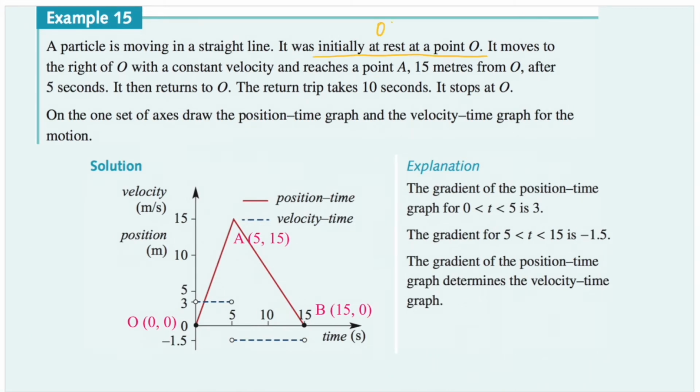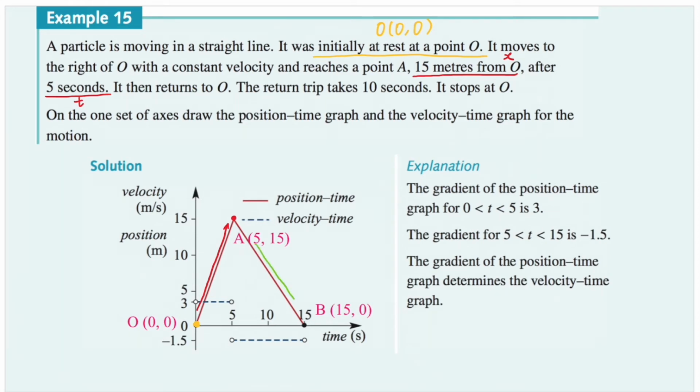So it's initially at rest at point O. This implies our starting point is O, (0, 0). So as labeled here, this is our starting point. It moves to the right of O with a constant velocity and reaches point A. Let me use red. Okay, so it's moving to the right until it reaches point A, 15 meters from O. This implies the vertical value is 15, and this was after 5 seconds. So the horizontal value t is 5, and the position, I'll use x, is 15 meters from O. So this gives us point A. After 5 seconds, when t is 5, the position is 15 meters to the right of O.